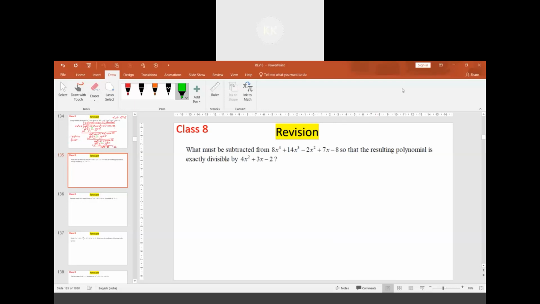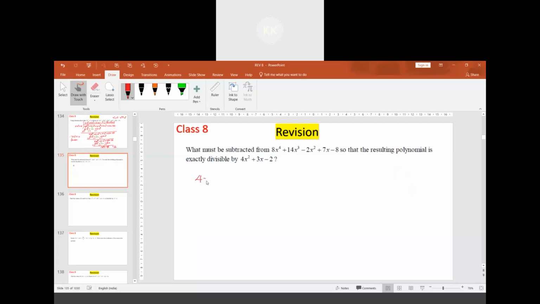Moving further, what should be subtracted from a given expression so that the resulting polynomial is exactly divisible by 4x square plus 3x minus 2? This is like what should be subtracted from 15 so that it is exactly divisible by 7, something like this. Sir, like the remainder? Yes, whatever remainder we get, that has to be subtracted from the given dividend. So the same procedure we follow. We have to have a long division here. Whatever the remainder we get, that has to be subtracted.